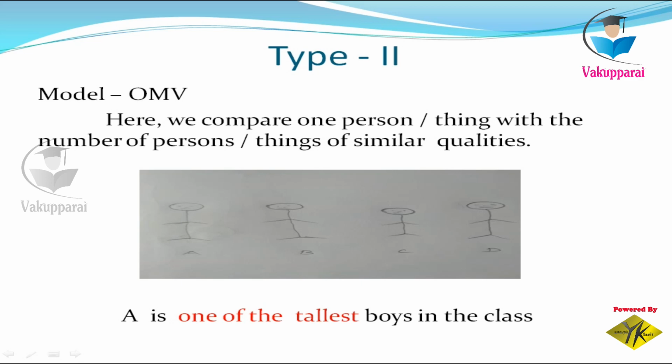So in this type, all the 3 degrees are used. We can use positive degree, comparative degree and superlative degree. If the sentence is in positive degree, we can change it into comparative as well as superlative. If it is in comparative, we can change it into superlative as well as positive. For the purpose of changing one sentence into another, I mentioned it as OMV model, because you can easily grasp it and change the degrees easily.